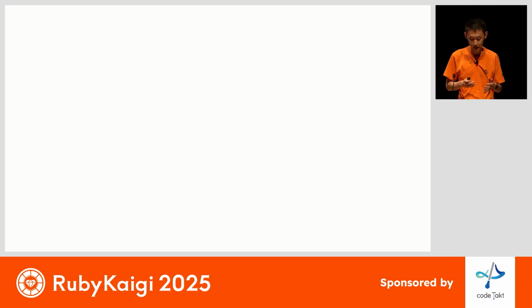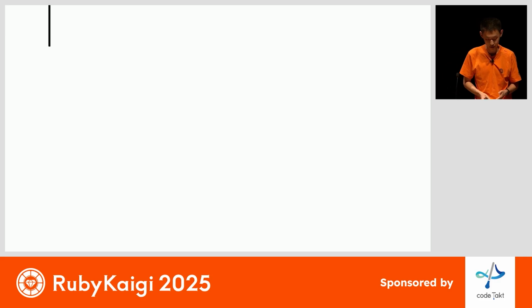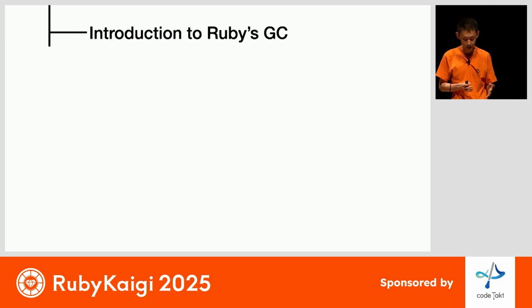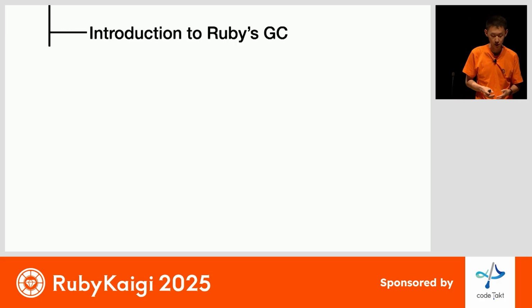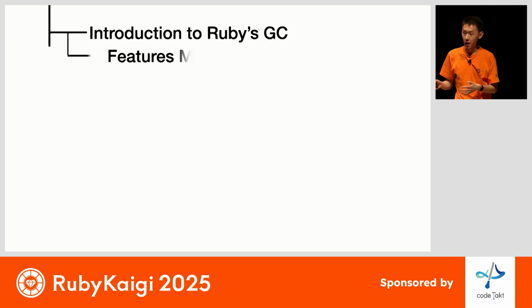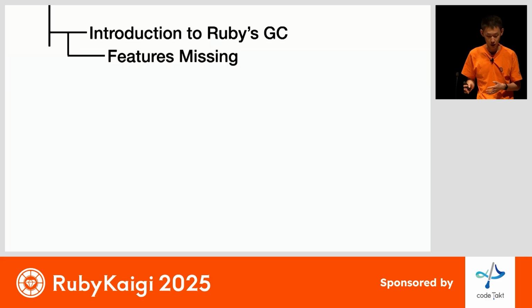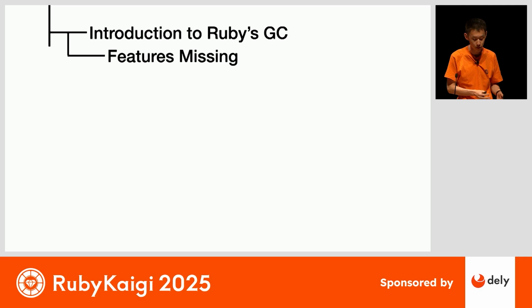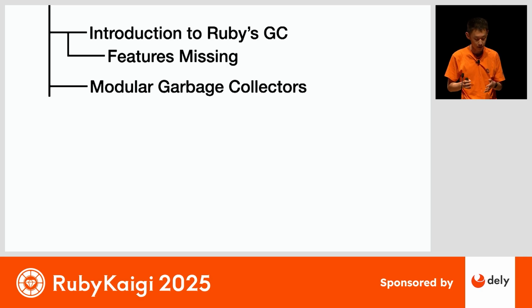So I'm going to give a brief overview of this talk first. First, I'll be talking a little bit about Ruby's Mark Sweep compact garbage collector. Then I'll be talking about the missing features from this garbage collector and the motivation of introducing alternative garbage collector implementations. Next, we'll be taking a look at the modular garbage collector feature in Ruby 3.4, which allows us to use alternate garbage collector implementations inside of Ruby.